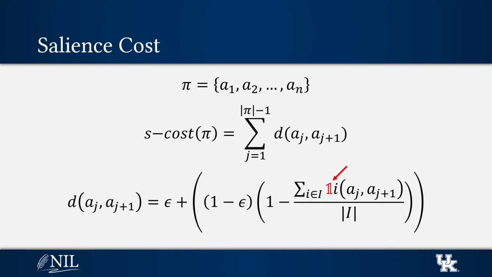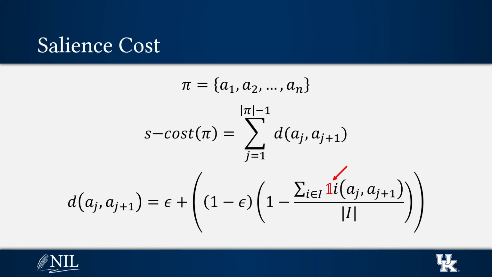This 1 symbol here is called the indicator function. It returns 1 if this Boolean function is true, or 0 if it's false. This Boolean function I is the salience index. It's true when actions share the index. So when two actions involve the same character, the protagonist function returns true, and the indicator function returns 1.